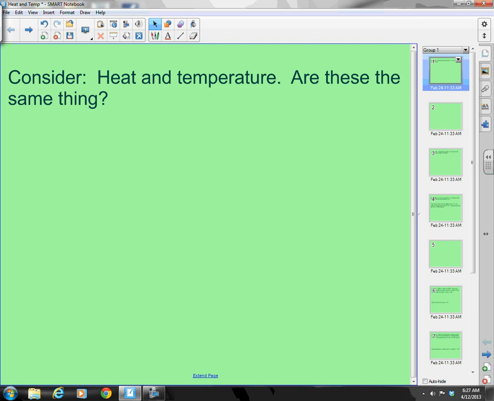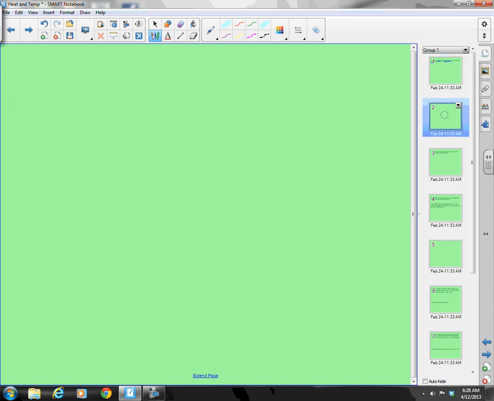Yes, we are jumping into Unit 10, and that is all about heat, and temperature and kinetics. So let us get started here. Consider heat and temperature. Are these the same thing? Is heat synonymous for temperature? Is temperature the same thing as heat? Well, let's find out. So let's start our concept map with heat and temperature. Got it? And let's start with temp because we know something about temp already, don't we?